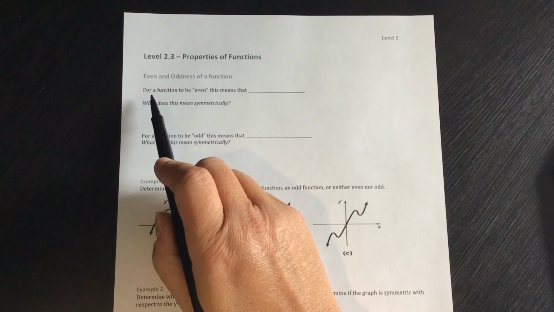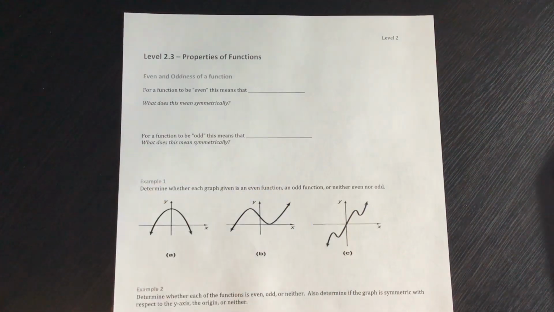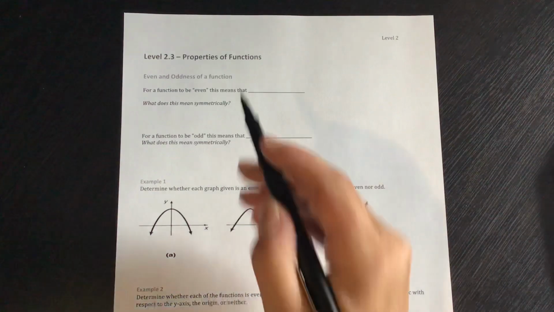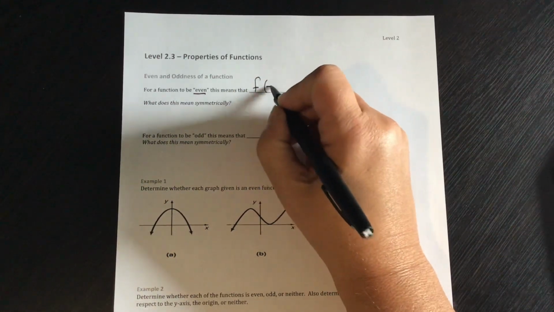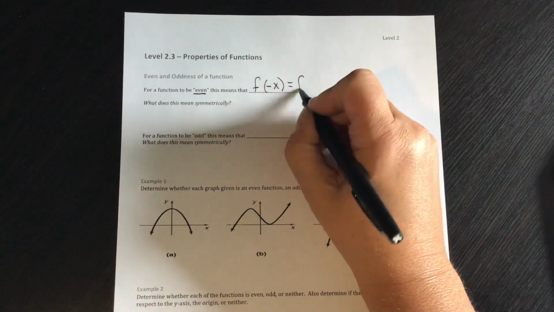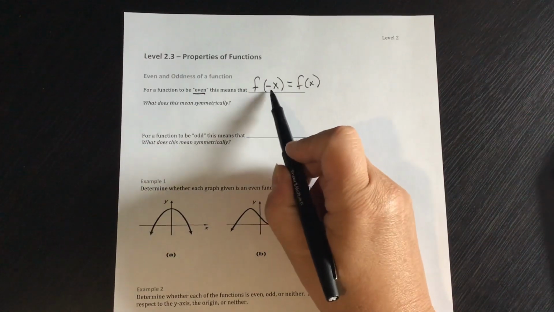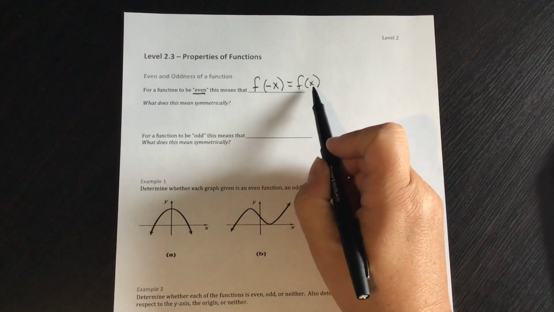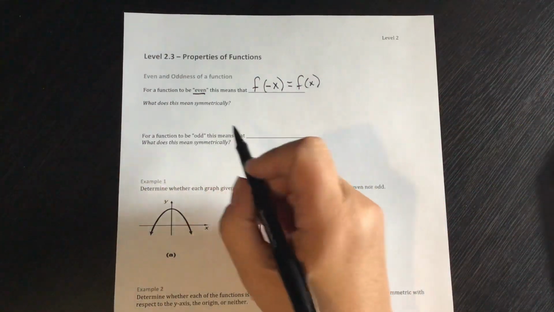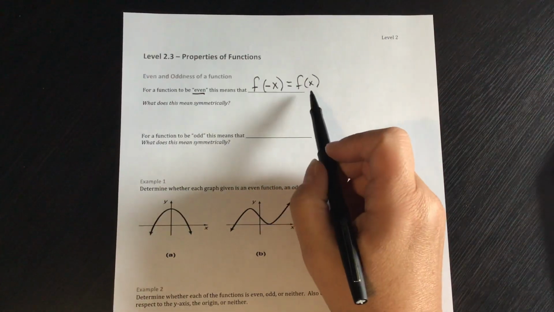This is closely related to symmetry, and we've looked at ways to find symmetry about the x-axis, the y-axis, and even the origin. For a function to be even, this means that f of the opposite of x equals f of x. So in the function, if I change the values of x to their opposites, I will end up with the original function. And if you remember, when we were looking at symmetry, we defined the same thing as having symmetry across the y-axis.